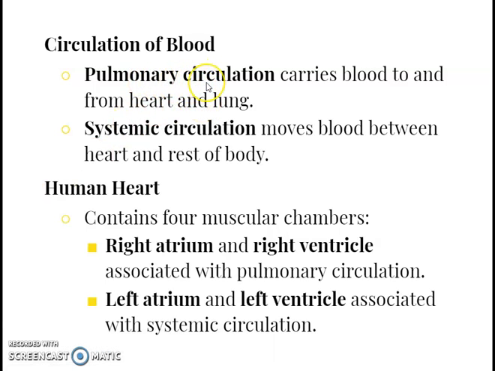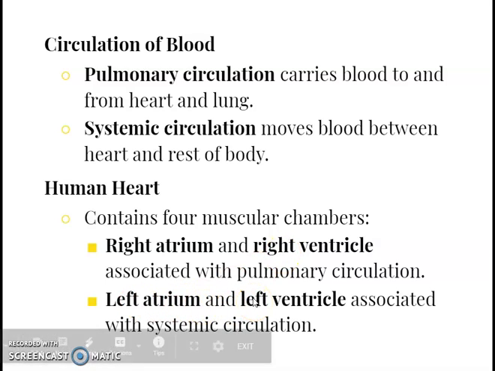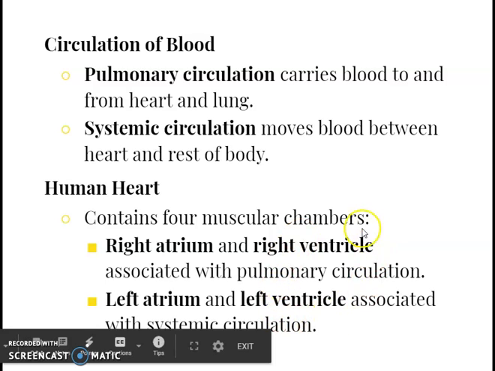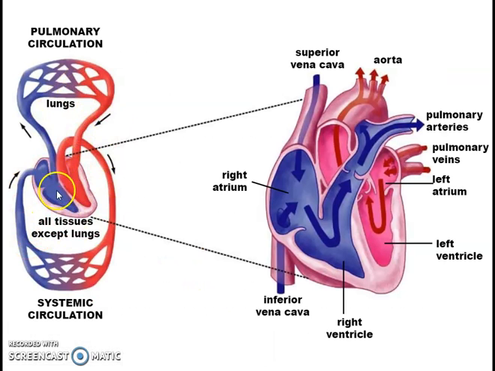So the pulmonary circulation goes between the heart and the lung. Pulmonary is another word for lung. The systemic circulation moves between the heart and the rest of the body. So our four muscular chambers: we have a right atrium and right ventricle, left atrium and left ventricle. The ventricles are the bigger pumps because they're really what's going to pump the blood out of the heart.